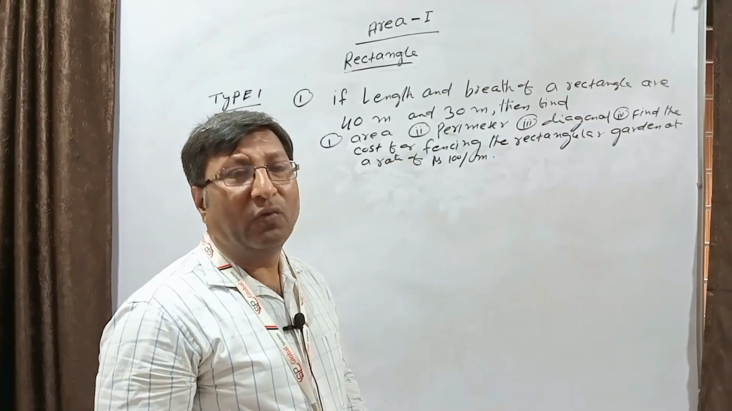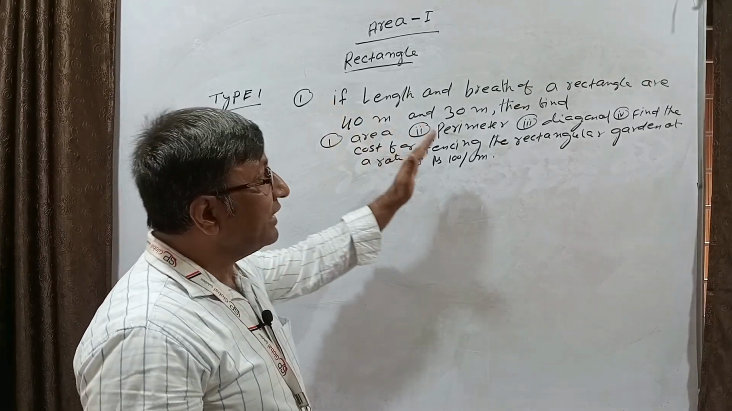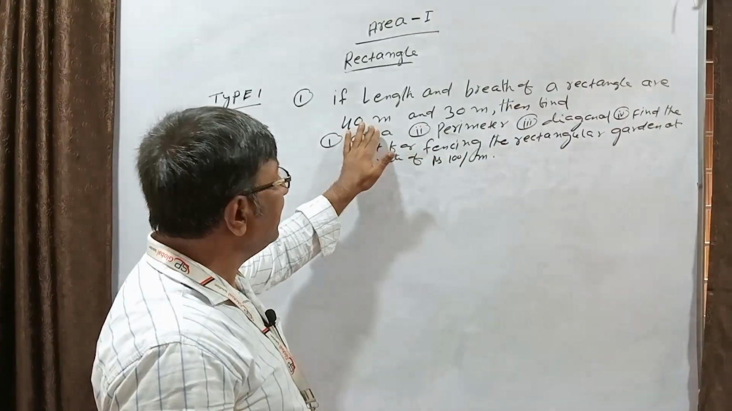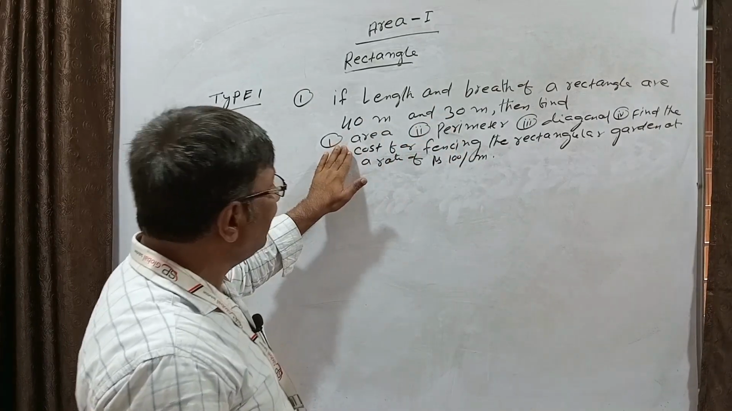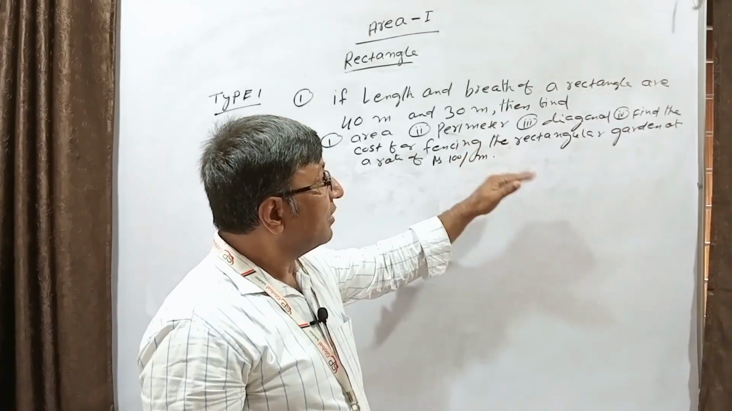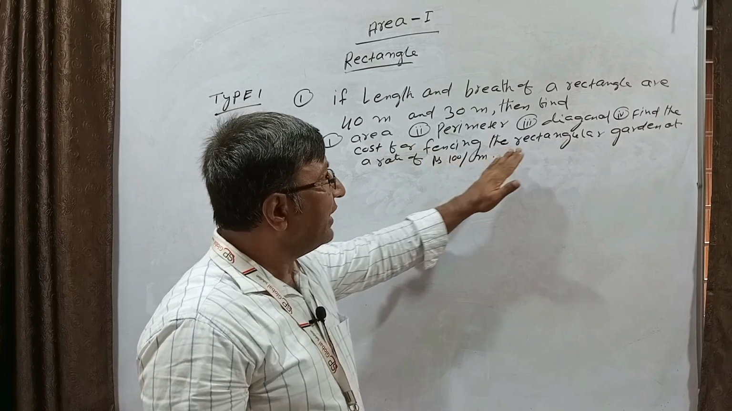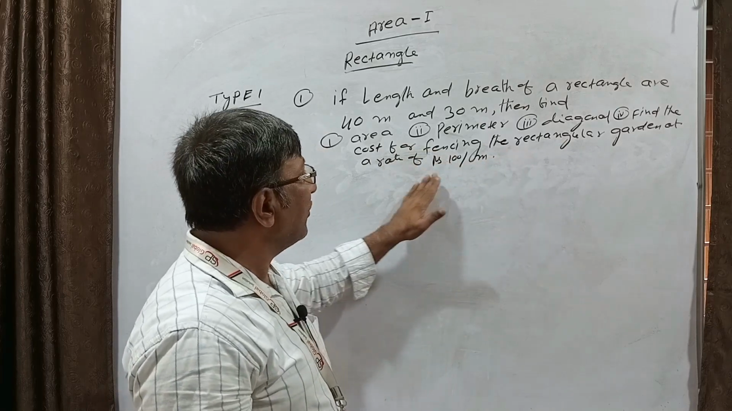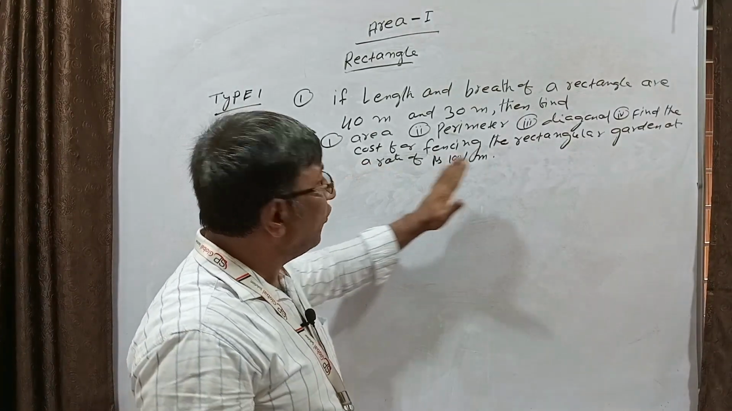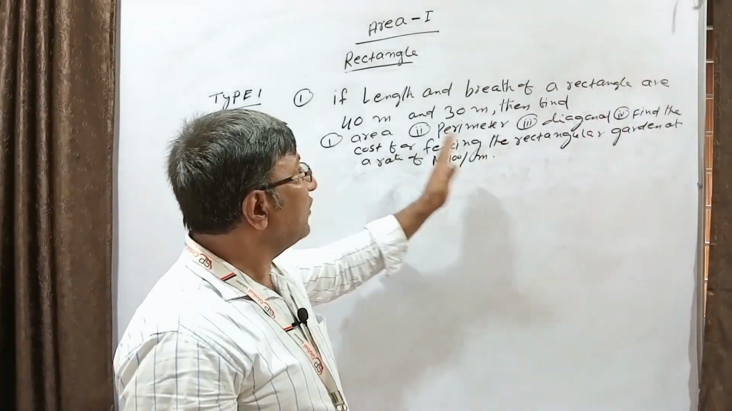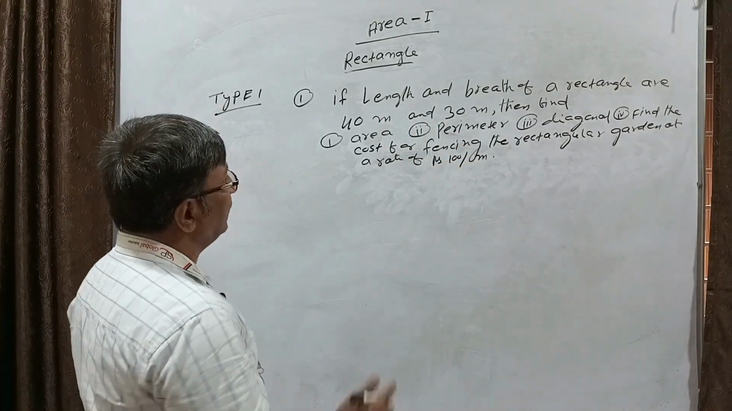See the type number 1 question. So what is the type 1 question? If the length and breadth of a rectangle are 40 meter and 30 meter, then find first, the area, second, the perimeter, third, the diagonal, and fourth, find the cost for fencing the rectangular garden at a rate of rupees 100 per meter. So we have written all 4 questions, that is the basic, and whatever formulas we have discussed, we will use the same formulas here.